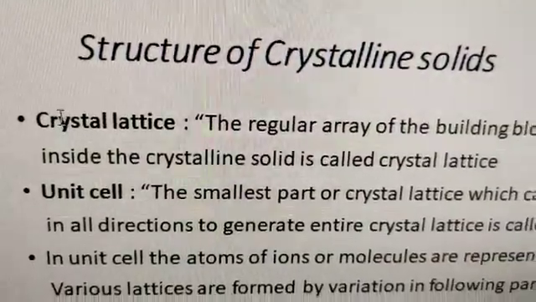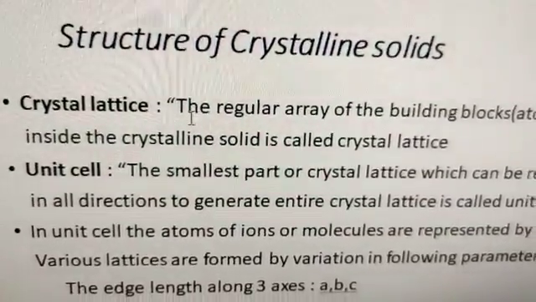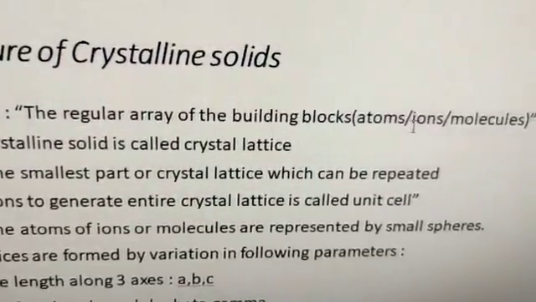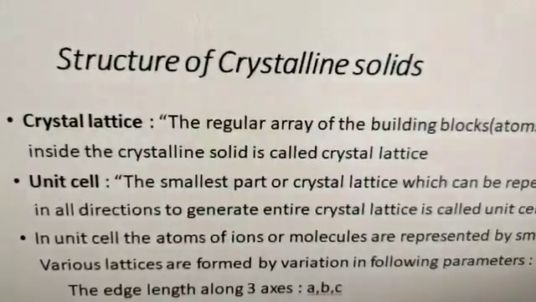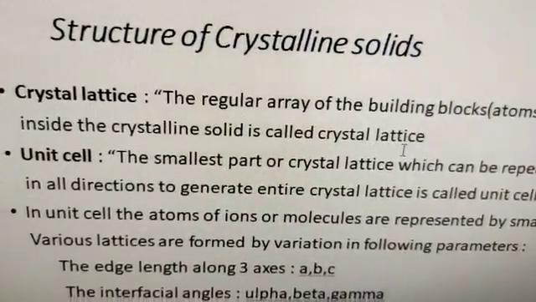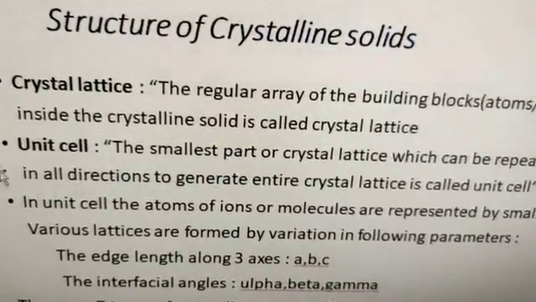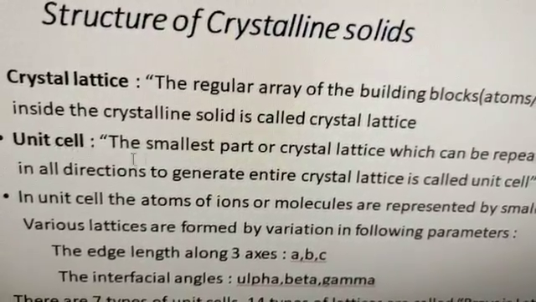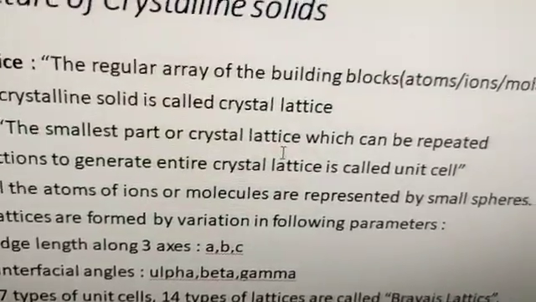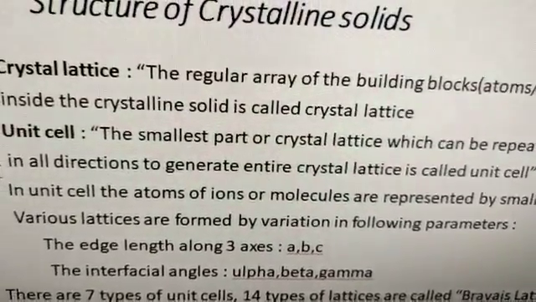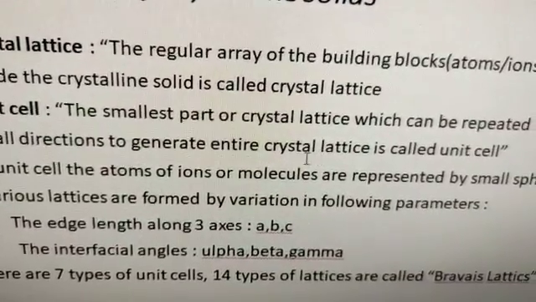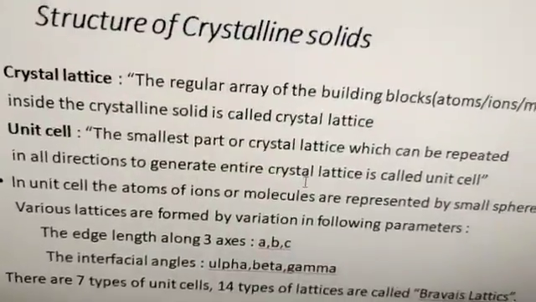unit cell. See, the crystal lattice: the regular array of the building blocks, that is the atoms, ions or molecules inside the crystalline solid, is called the crystal lattice. Now see the unit cell. The unit cell is the smallest part of the crystal lattice which can be repeated in all directions to generate the entire crystal lattice. It's called the unit cell.